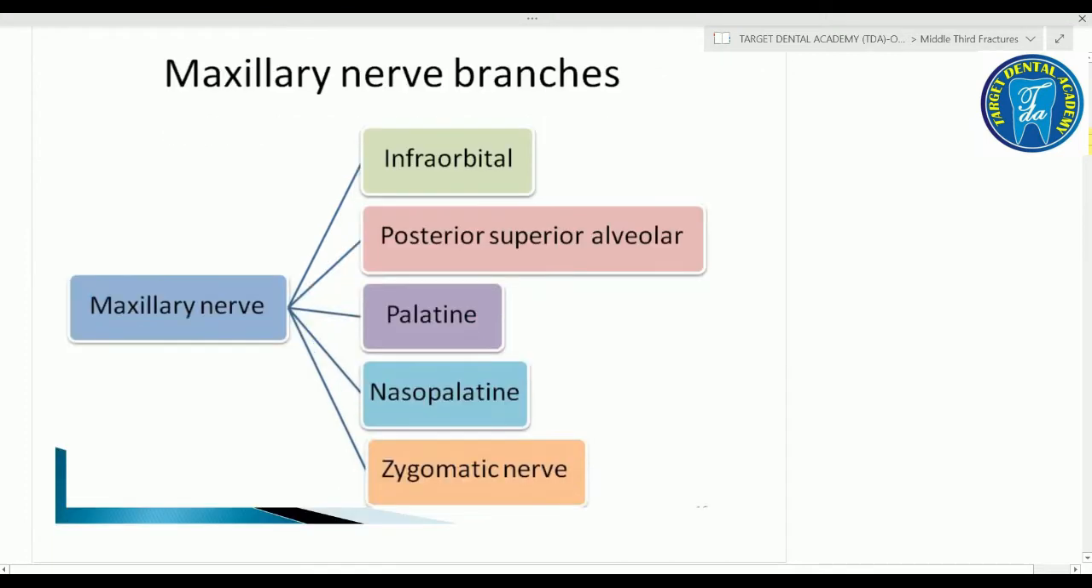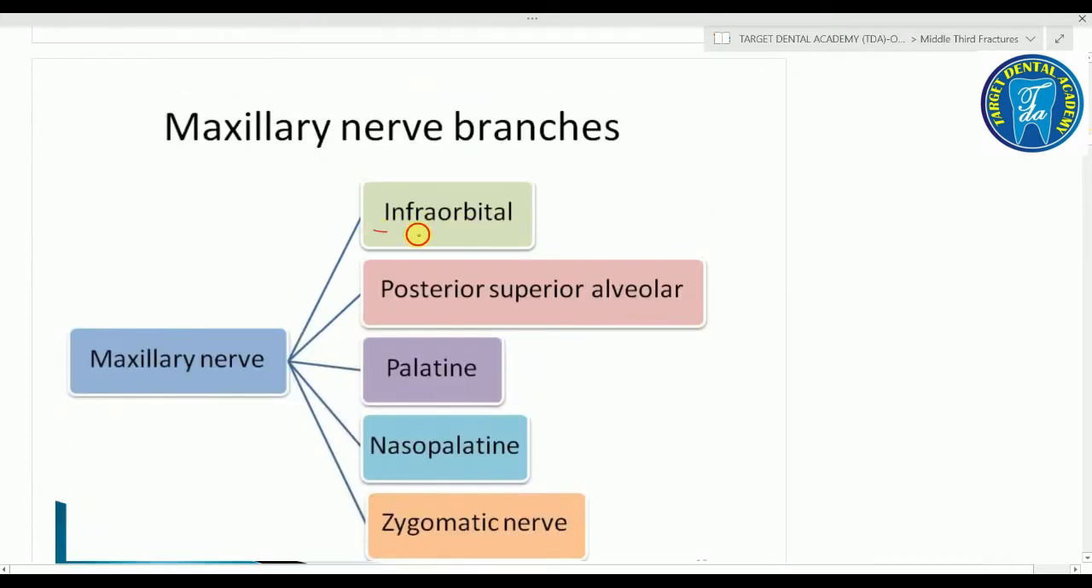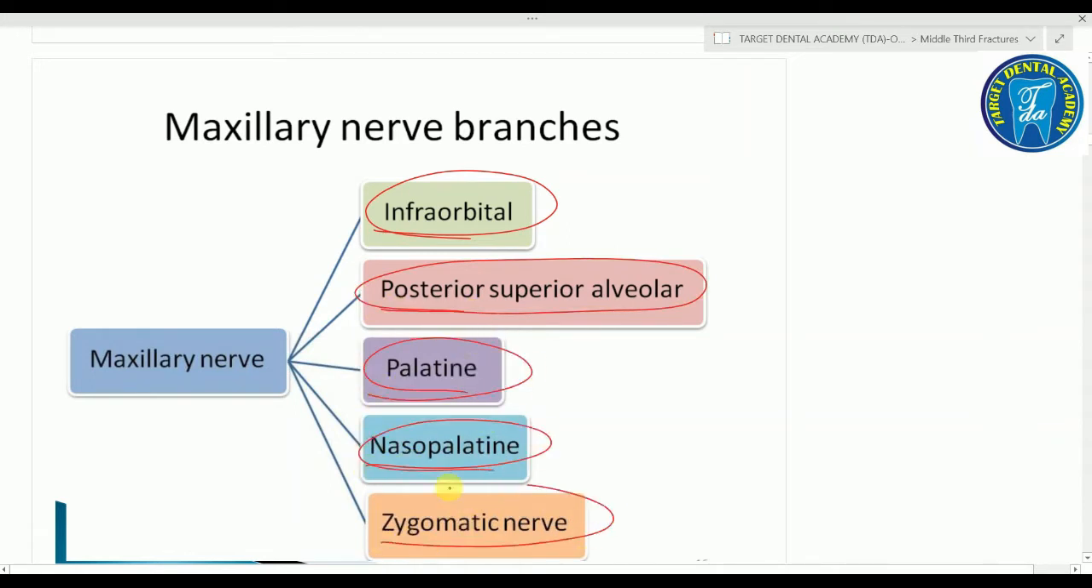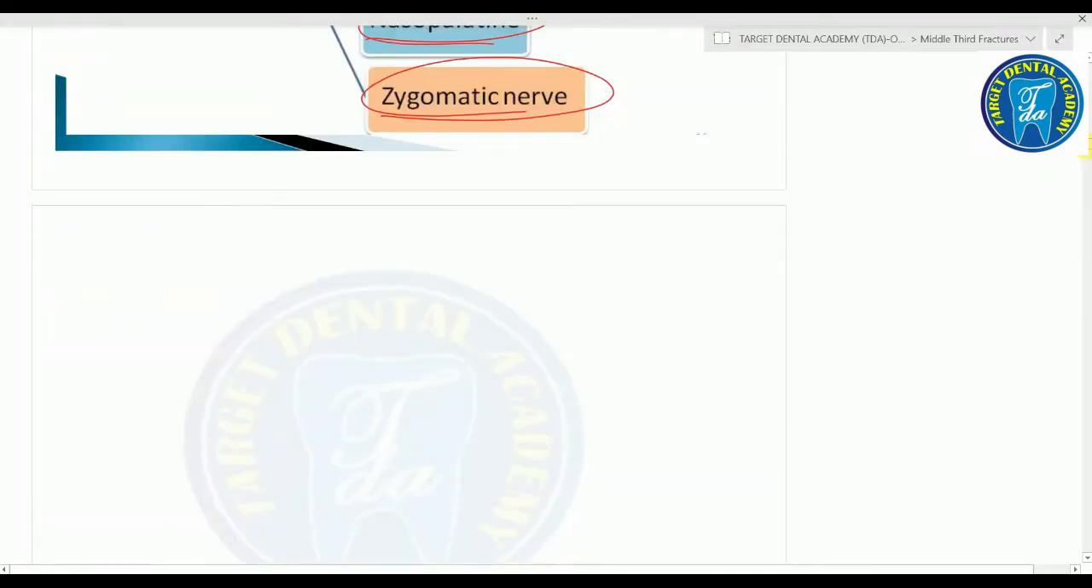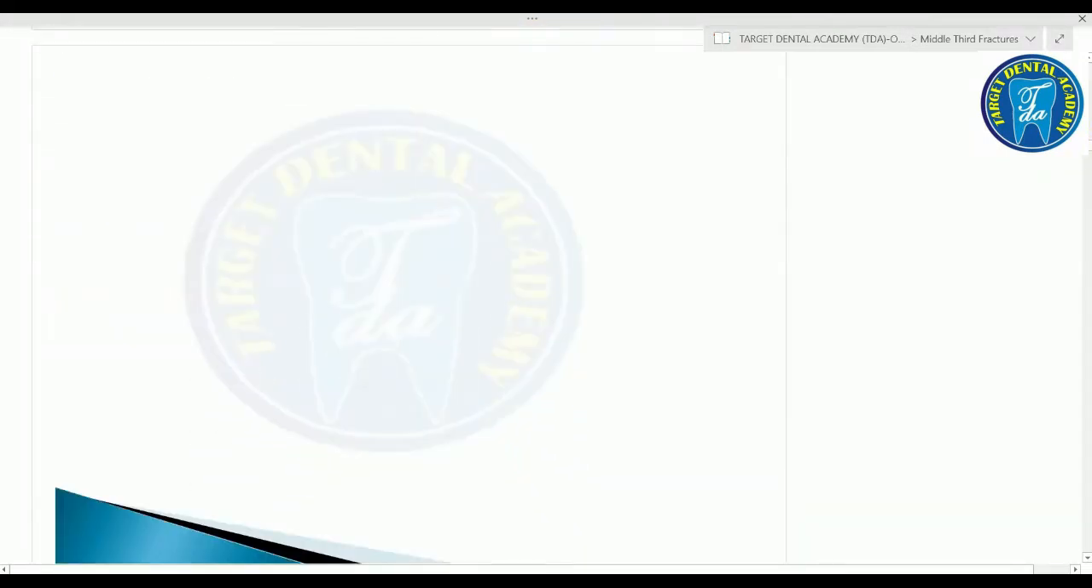So the maxillary nerve branches: it has an infraorbital, a posterior superior alveolar, palatine, nasopalatine and zygomatic nerve. So after this, let's discuss some of the typical causes, very important, of the maxillofacial injuries.